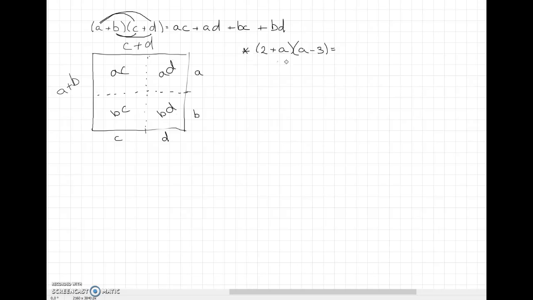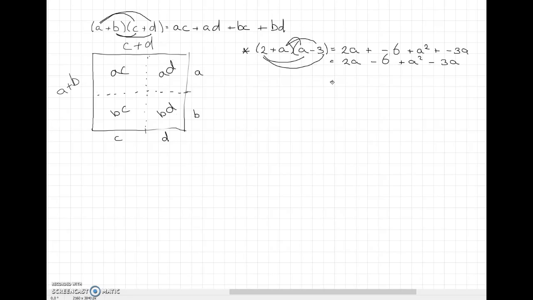Let's look at an example. (2 plus a) times (a minus 3). The first thing we do is multiply the first two numbers or letters. So in this case that's 2 and a. So 2a. We add to that 2 times negative 3 or negative 6. We add to that a times a or a squared, and we add to that a times negative 3 or negative 3a. And that is the same as 2a minus 6 plus a squared minus 3a.